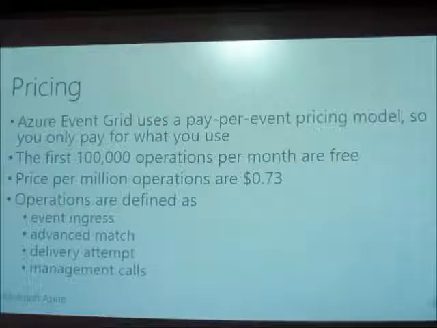Operations are defined as event ingress, so every time you send a message, that's an ingress. If you do advanced matching, so that was where it had the prefix, suffix, that would count as a secondary event. If you do delivery retries, that's also a third. So if you have to retry once, then that would count as another event. And then also some management calls, those count.